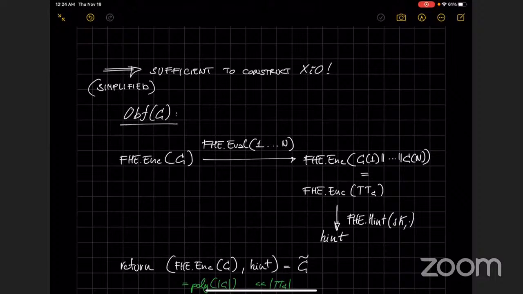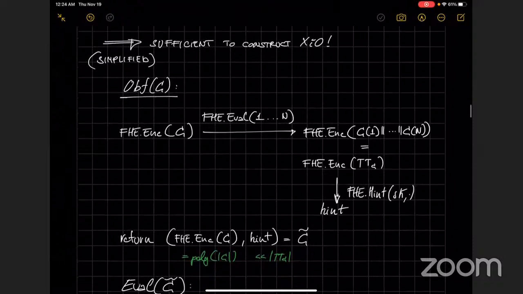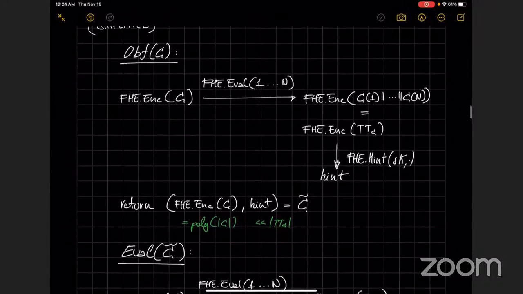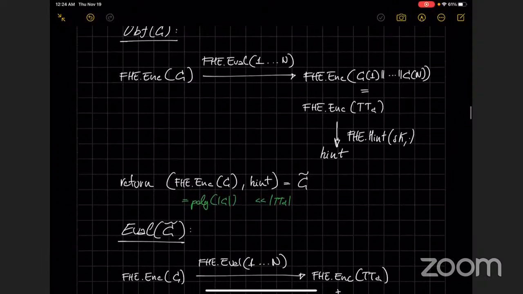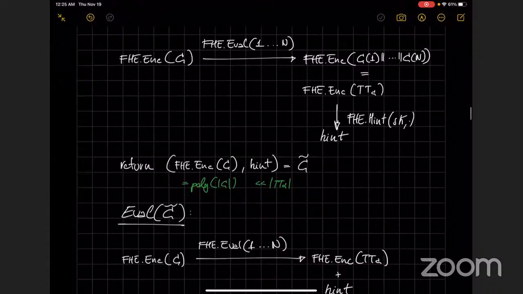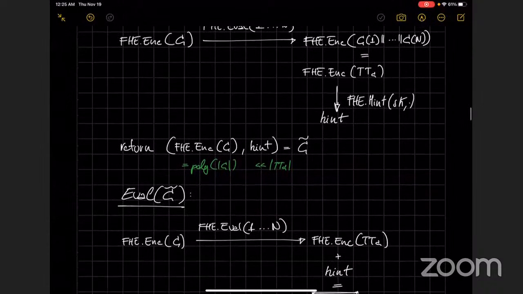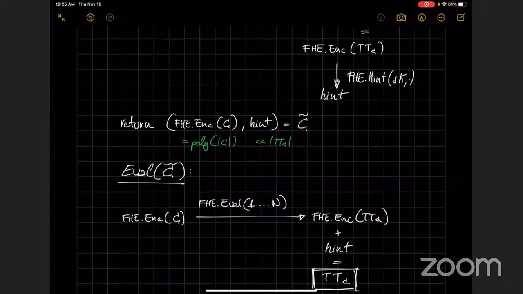In particular, we know that the FHE encryption of C is just a polynomial factor larger than C, and by the succinctness requirement, we know that the hint is going to be much smaller than the truth table of C, which is exactly what we wanted. And how do we evaluate this obfuscated circuit? Well, the evaluation is quite natural. We can essentially repeat the process from before. Since we have the encryption of the circuit C, we can evaluate it over all possible inputs, recover the encryption of the truth table, and this together with the hint is enough to recover the full truth table of the circuit. And of course, once I have the truth table of the circuit, I can just look up the information that I'm interested in.